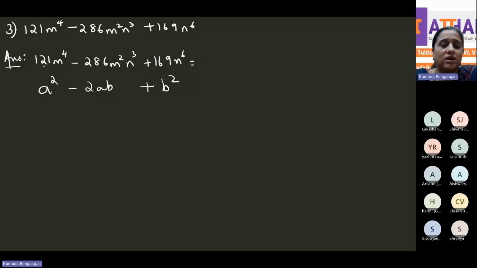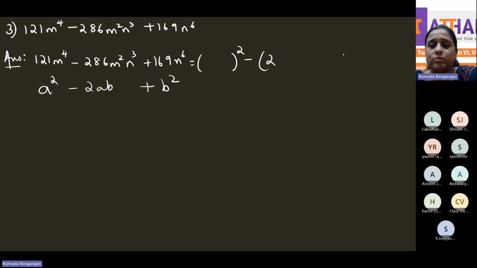So 121 is 11 squared, and m to the power 4 is also a perfect square. You will see how. 169 is a perfect square. n to the power 6 is also a perfect square. So we have two terms that can be written in the form a the whole square and b the whole square. Now we'll have to check the middle term, if it goes with 2ab. So again, empty brackets: a square minus 2 into a into b plus b square.